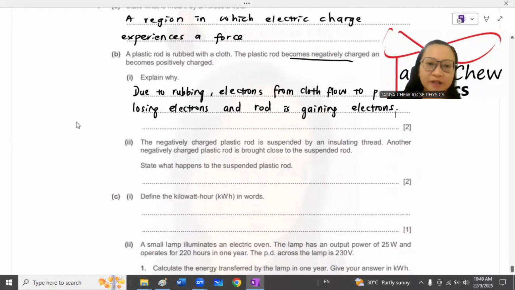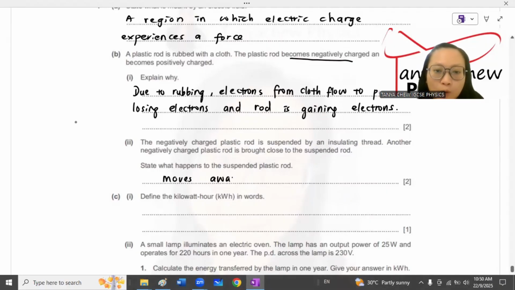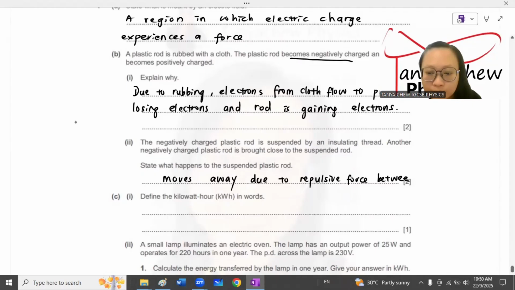The second part, a negatively charged plastic rod is suspended on an insulating thread. Another negatively charged plastic rod is brought close to the suspended rod. State what happens to the suspended plastic rod. So negative and negative, they're like charges, so there will be a repulsive force. It will move away or repel away, due to repulsive force between like charges.